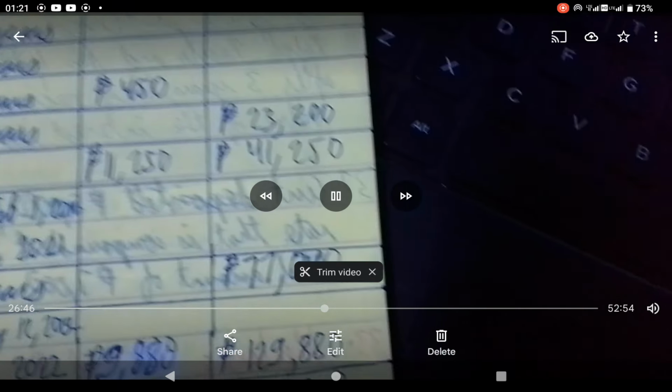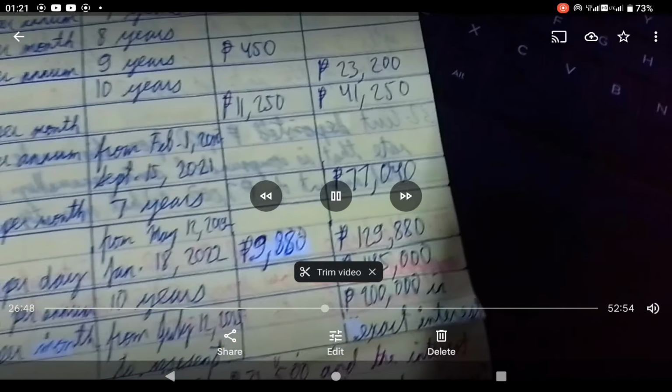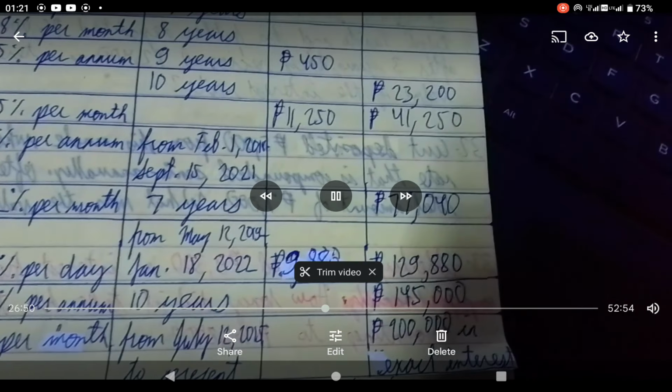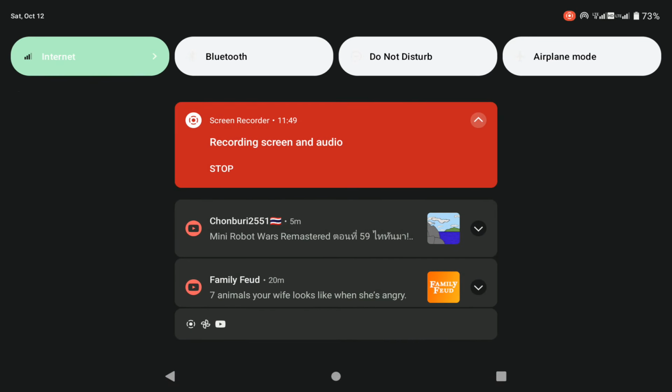That's it. Next, number 17. This is the plan. Our principal given is 72,000 pesos.